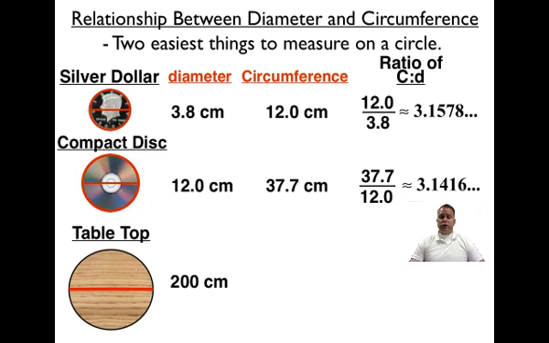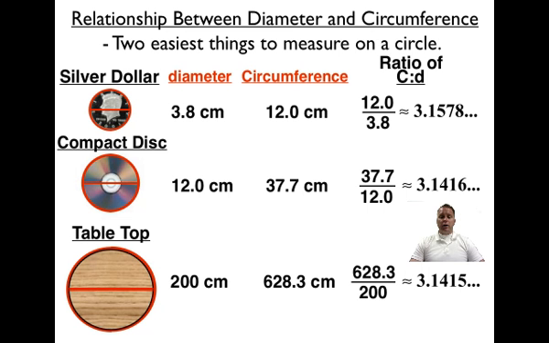Let's do a table. If its diameter is 200 centimeters, and we measure its circumference and get 628.3 centimeters, if we find the ratio of the circumference to the diameter, or 628.3 divided by 200, again we're going to get 3.1415. So notice all of these are very close to each other. If we were talking in terms of money, we'd be talking like about $3.15 compared to $3.16. Not much of a difference.